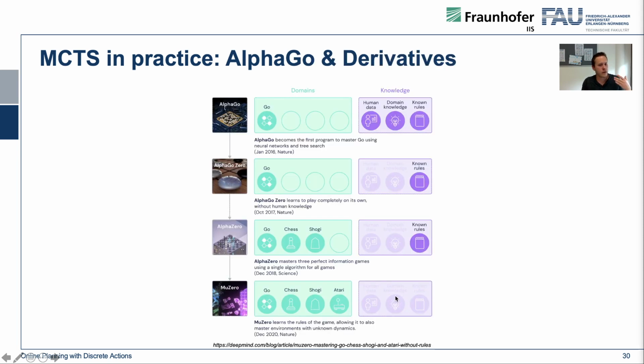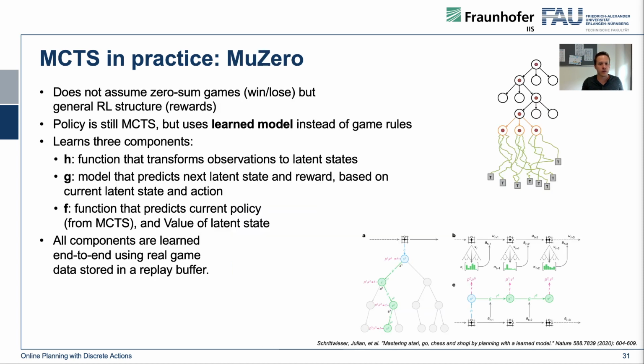Okay, so the final iteration is MuZero. MuZero is a very recently proposed algorithm, and it was also published in Nature last year. In MuZero, we do not assume zero-sum games with win or lose, but we assume a more general reinforcement learning structure with rewards.